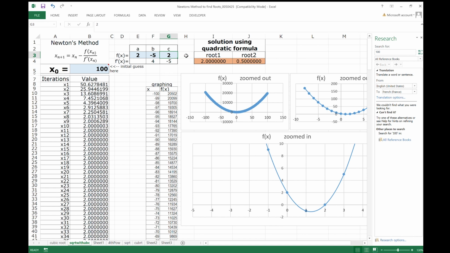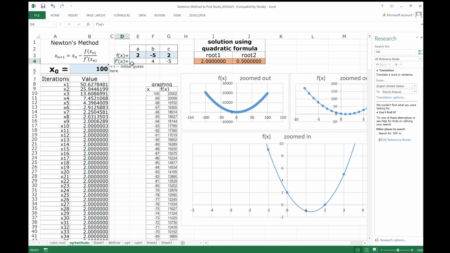We'll let the user input any random coefficients a, b, and c. For now, we'll simply use the numbers 2, -5, 2 for the values of a, b, and c. Likewise, x sub 0 is also an input for the user. This light blue color represents an input for the user.